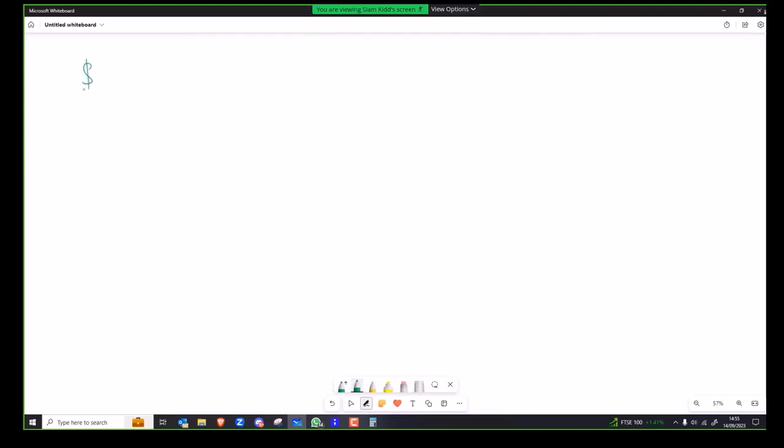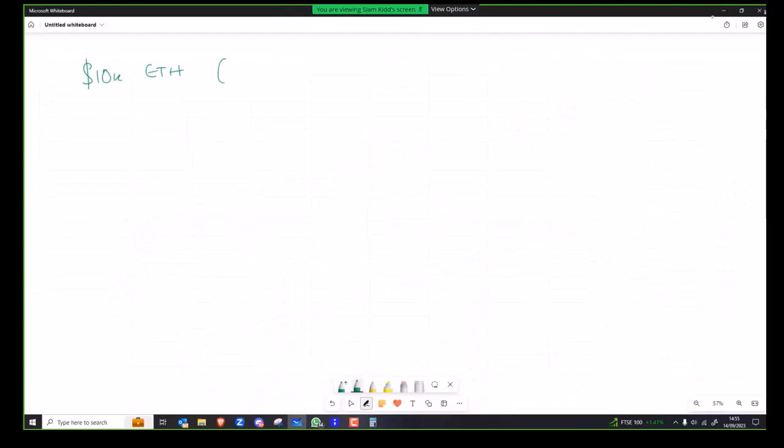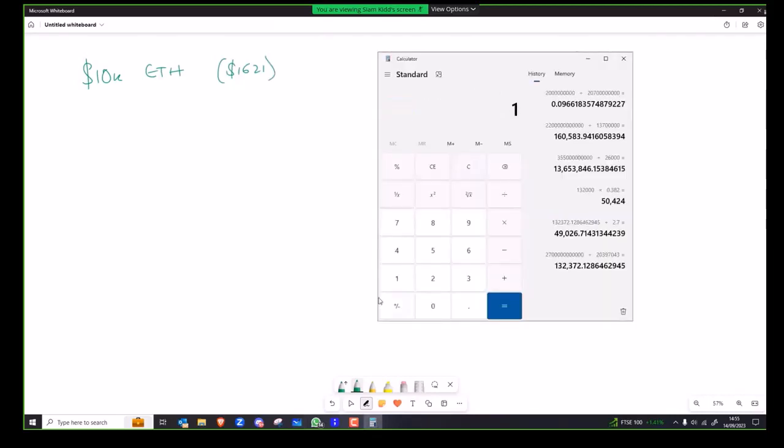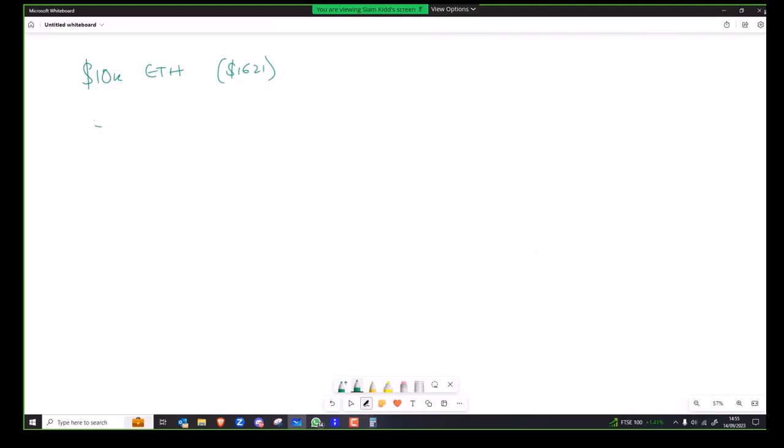So the simple maths behind it is, let's say you've got 100 grand. No, let's make it more realistic. 10 grand, right? 10 grand of ETH right now. You go and buy that. What's the price of ETH? The price of ETH is 1621. So we do 10,000 divided by 1621. You get 6.169 ETH.